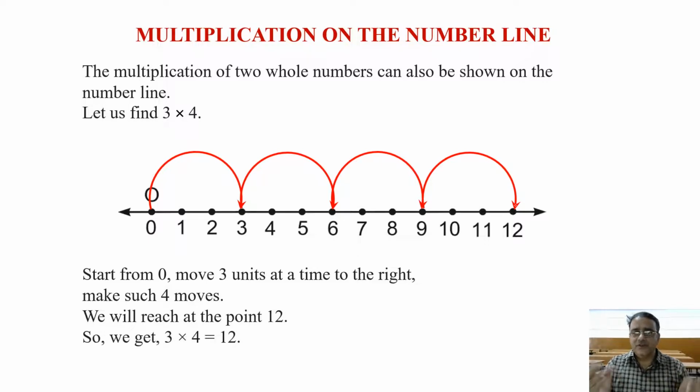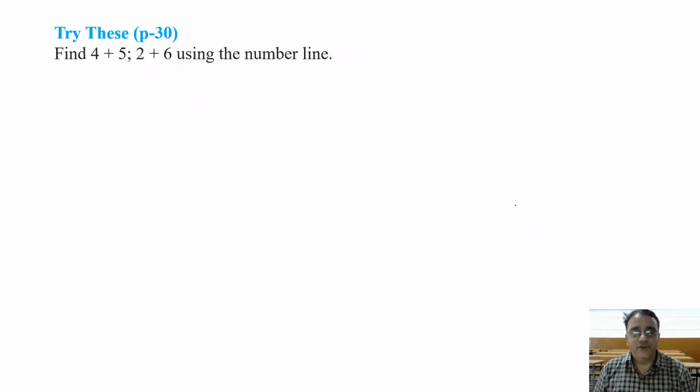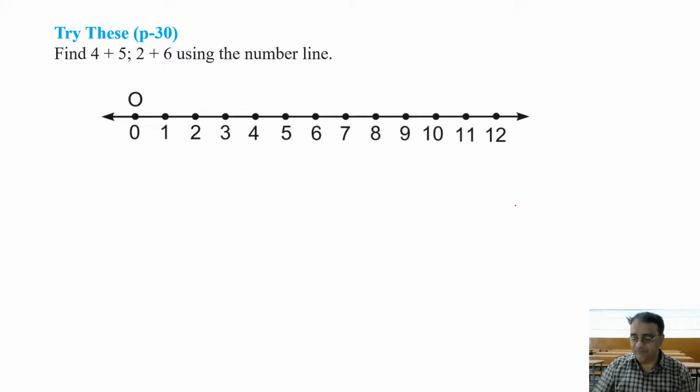Now we'll do a few questions from Try This, on addition, subtraction and multiplication also. Find 4 plus 5, 2 plus 6 using the number line. Okay. So first we drew the number line. We have to add 5 to 4. So we have to move to the right side. 1, 2, 3, 4, 5. We reached 9. So that means 4 plus 5 is equal to 9.